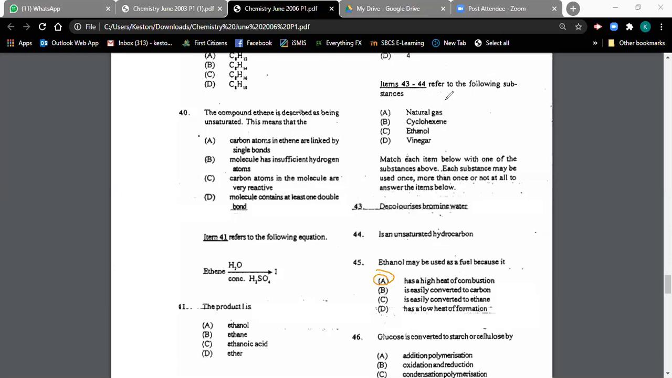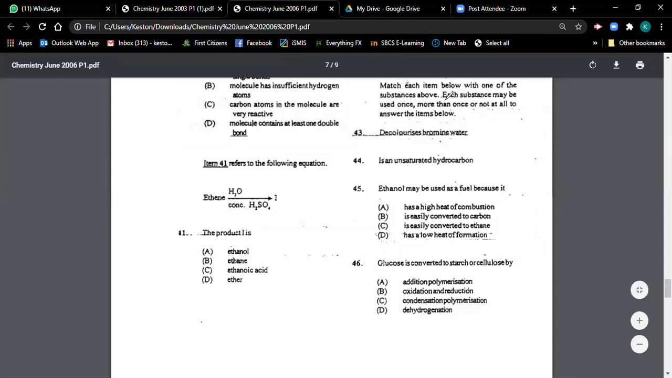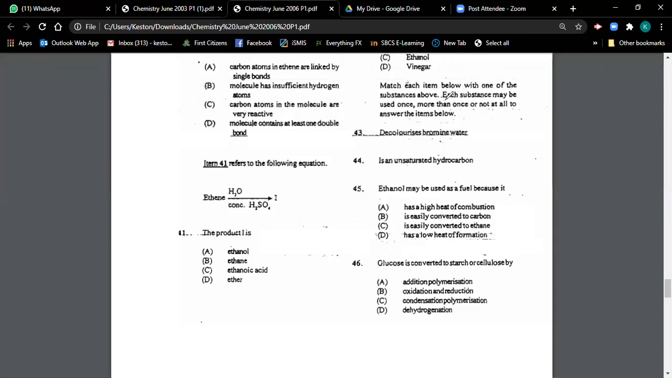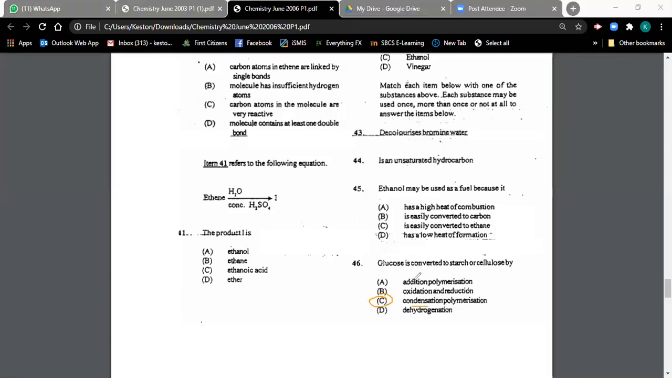Glucose is converted to starch or cellulose by, there's two types of polymerization. There's addition polymerization, and only alkenes go through addition polymerization, right? That's the only one that has addition polymerization. Everybody else does condensation polymerization, right? So your starch or your cellulose, when they take amino acids to make proteins, or when we're talking synthetic polymers like terylene, nylon. Polyethylene is an addition polymer.